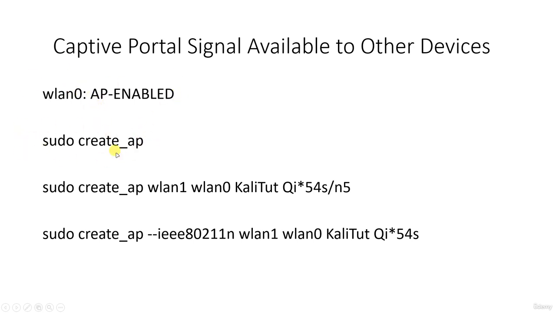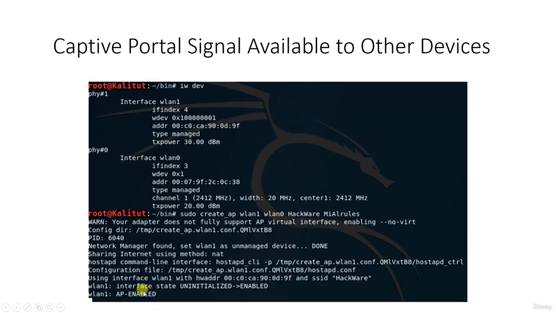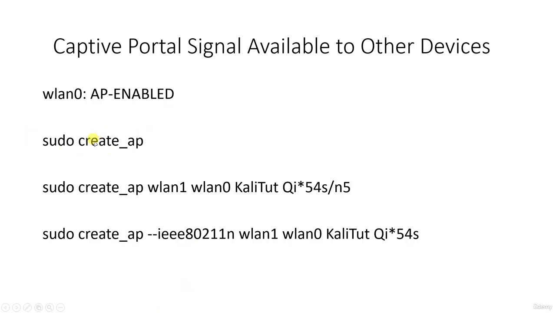As you can see, previously our AP is enabled. So now you use a command to create a password protected AP. So sudo create_ap. For example, in order for my AP to have a password, this is the password. So I use this command as previously told. This is my name, Kali tutorial.